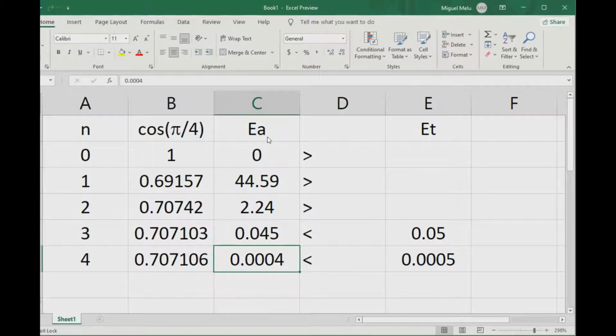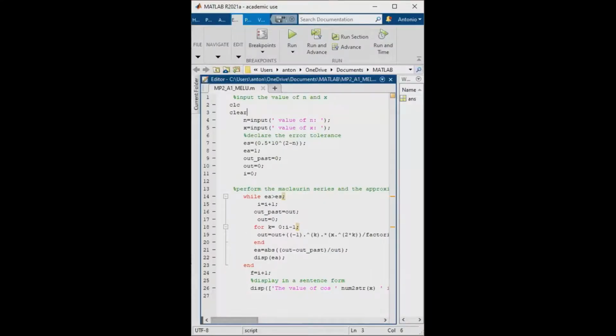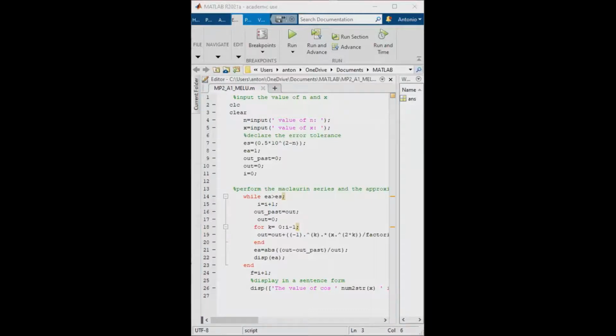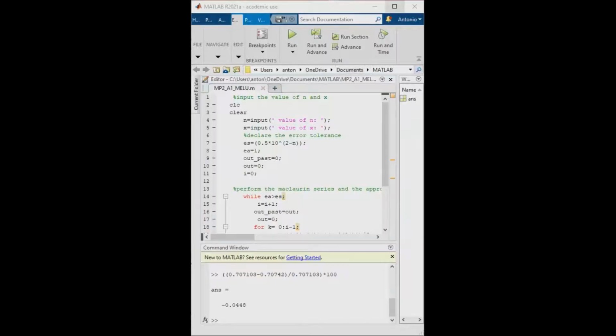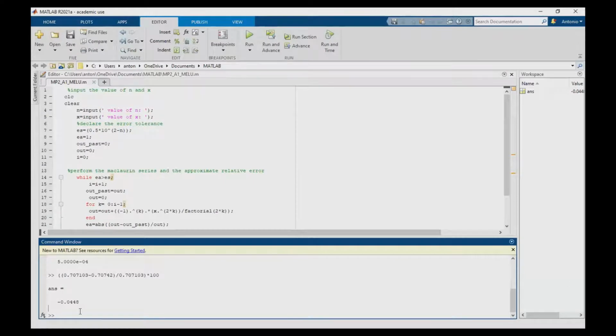Now let us proceed to the MATLAB. I'm sorry for the slight lag of my computer. Let us call back this one. Sorry. Okay, get full screen. And then let's clear it out.